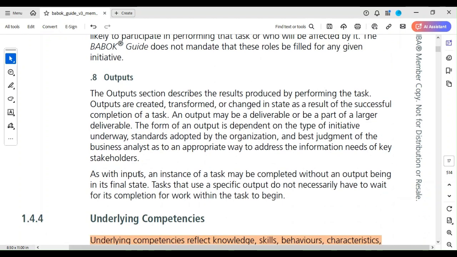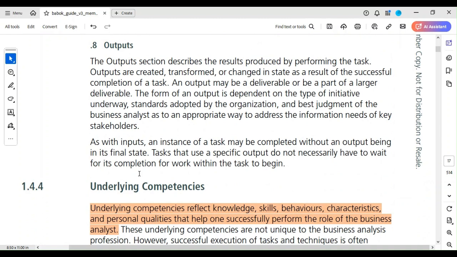Okay, outputs. The output section describes the result produced by performing the task. Just like it is, outputs are created, transformed, or changed in state as a result of the successful completion of a task. So, telling you that this is changed according to the completion of a task. An output may be a deliverable or be a part of a larger deliverable. So, telling you it could be this or a larger part of a whole.